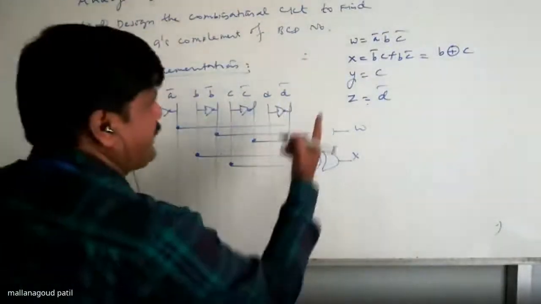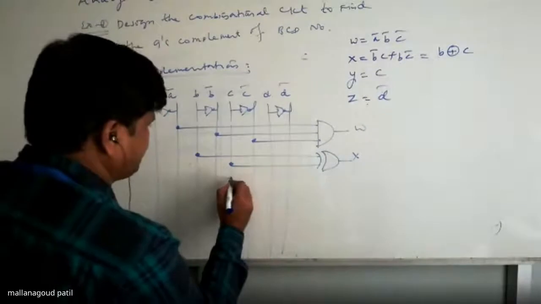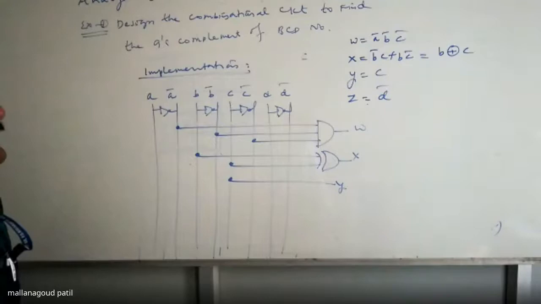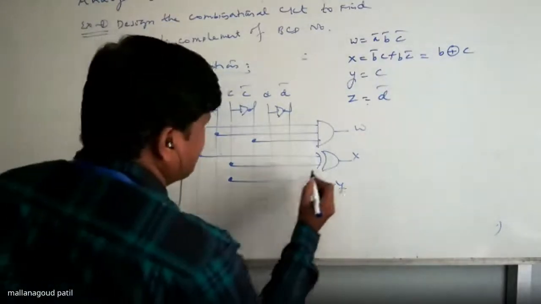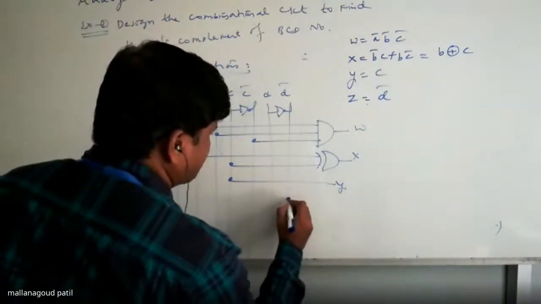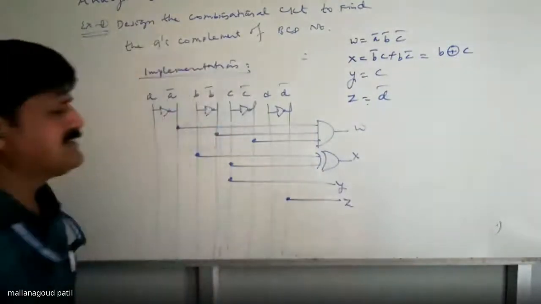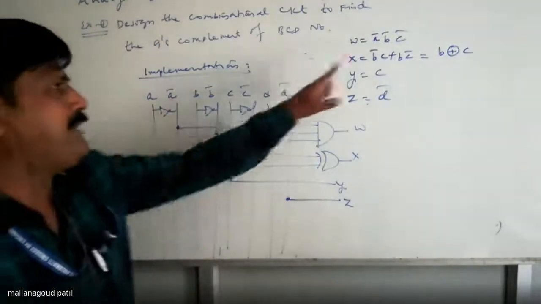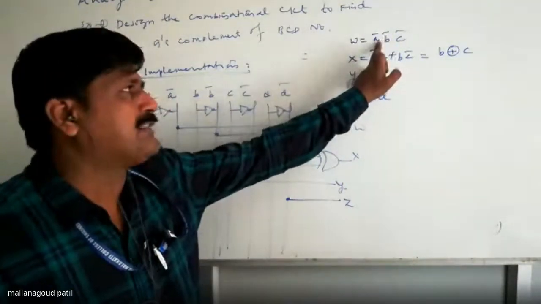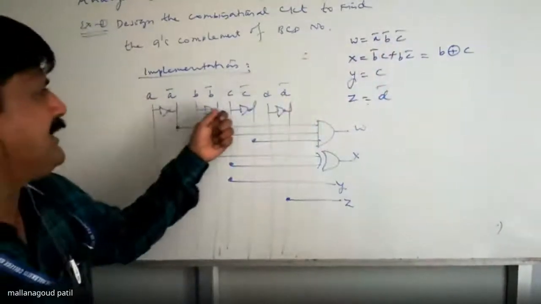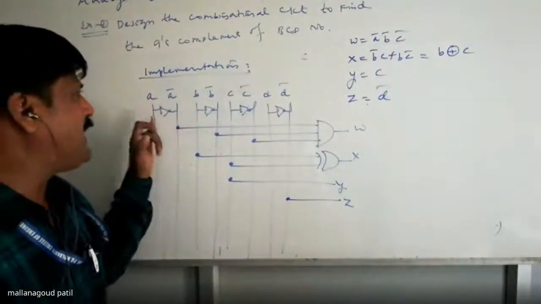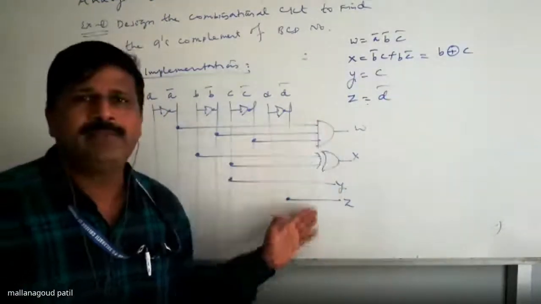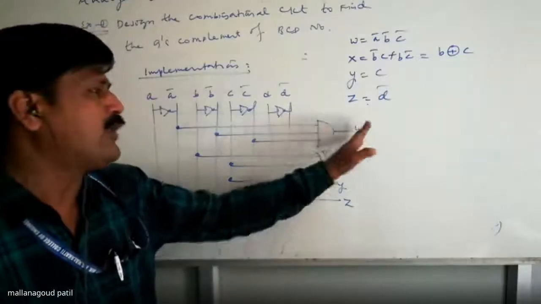Then the next, Y. Y is C. Directly you can write, where is C? C is this one. This is your Y. Then what is Z? Z is D bar. Where is D bar? This one. This is Z. How to implement this? You have inputs A, B, C. Simply you can convert them to A bar, B bar, C bar by adding the NOT gate. Then you need A or A bar, and based on that you take them through wire and connect to the gates. Then you have to write the output.